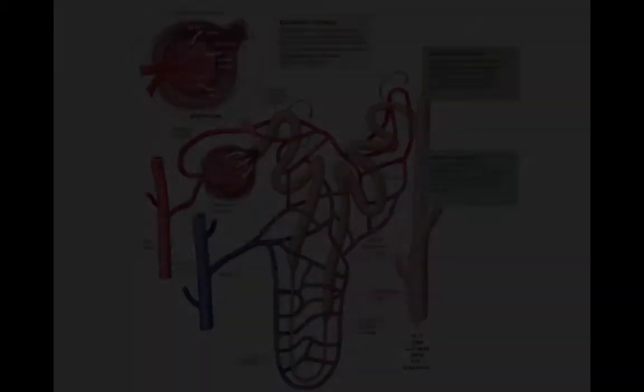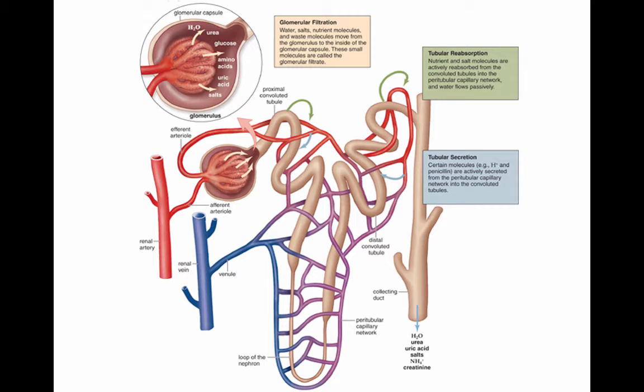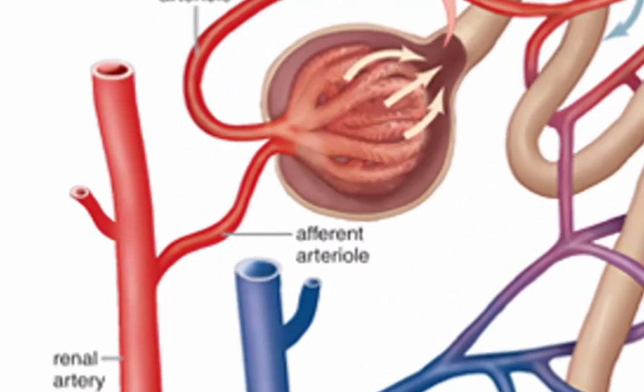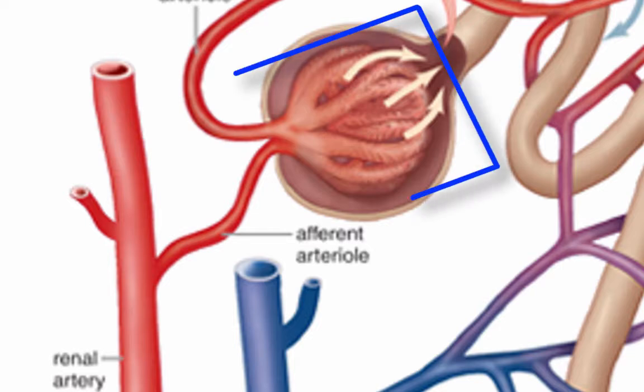Lesson 7D, Glomerular Filtration. You'll recall that the paired kidneys filter blood of toxic waste of metabolism. Each kidney contains roughly 1 million nephrons, which are the functional units of the kidneys. Each nephron begins with the Bowman's capsule, which envelops a bundle of blood capillaries called the glomerulus.